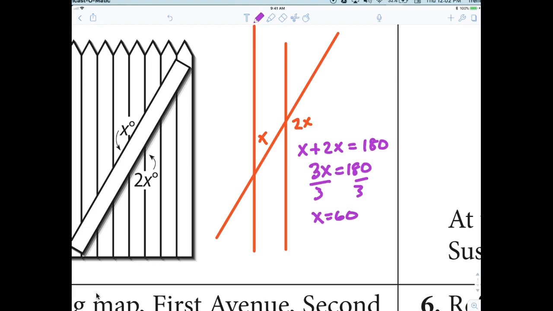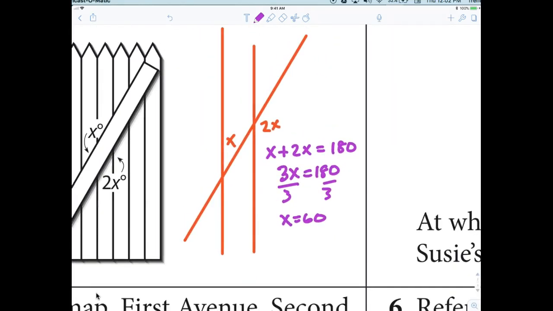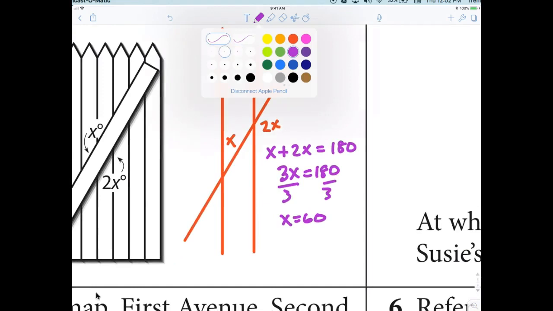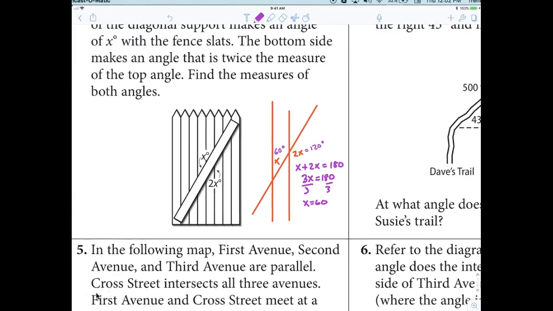Everybody okay with that? And because x is equal to 60, this angle right here would have been 60 degrees. And this angle over here would be what? 120 degrees. And what do you notice? One's twice as big as the other. Make sense? All right, again, I thought that was kind of hard, so be careful.